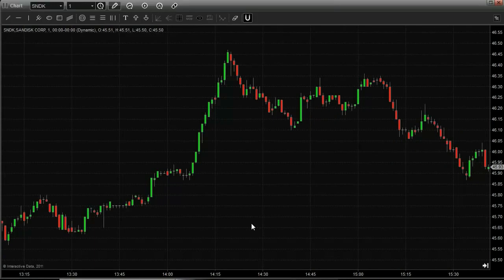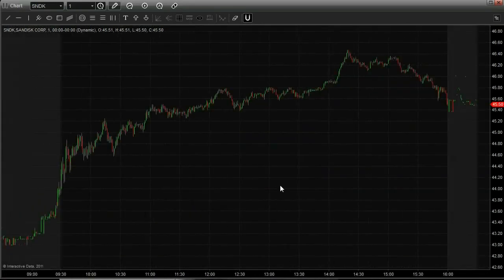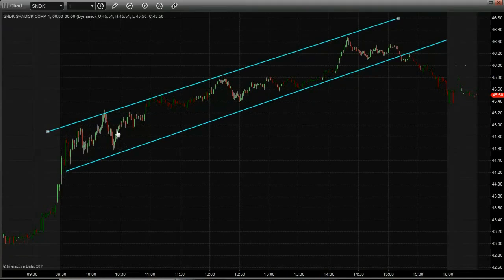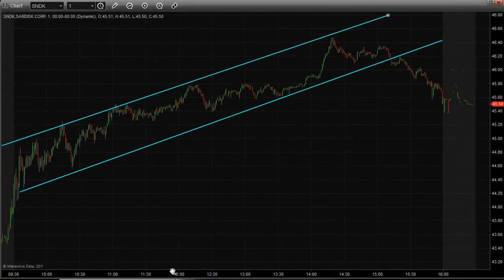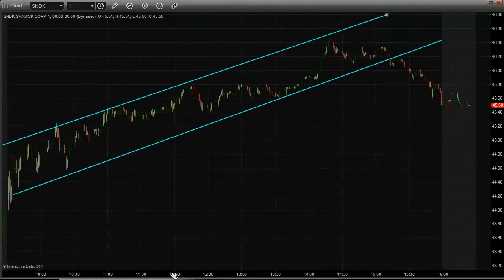Okay, we're looking at a 1-minute chart this time on SanDisk, symbol SNDK. Let's go ahead and zoom out and put a trend line on this. Let me zoom back in here a little bit. So you can see we have a channel uptrend going on here on the 1-minute chart, where it tested a few times, but basically traveling back and forth between this channel. Let me go ahead and zoom in towards the end here.